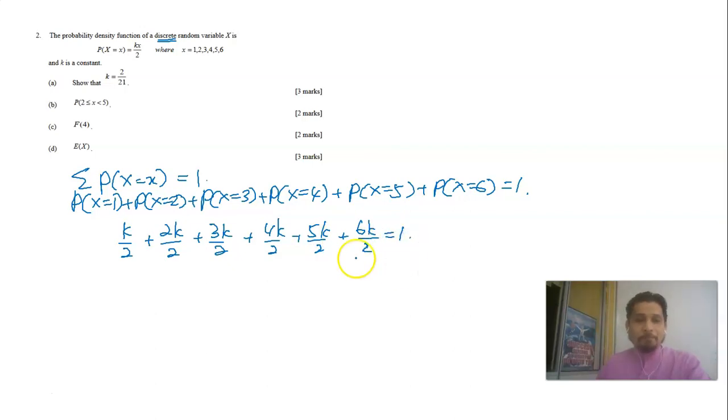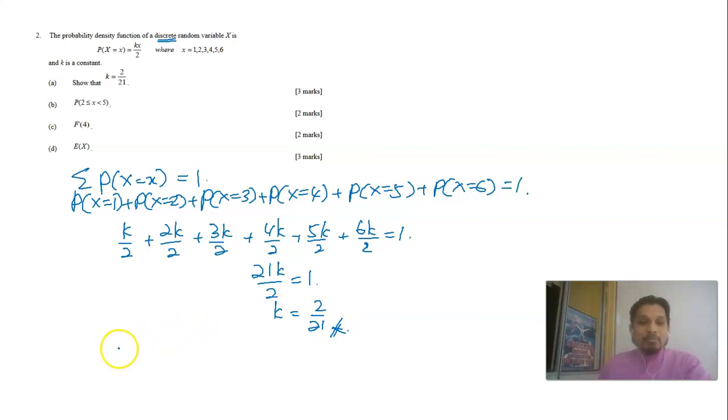equals 1. So 1 plus 2 equals 3, plus 3 equals 6, plus 4 equals 10, 15 and 21. 21k divided by 2 equals 1. K equals 2 over 21. There you go.